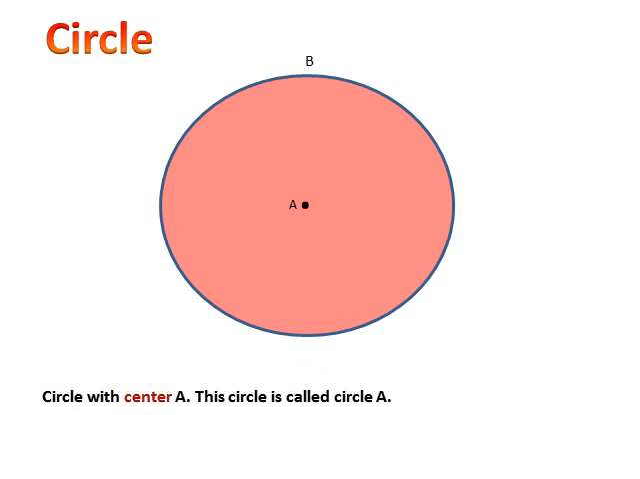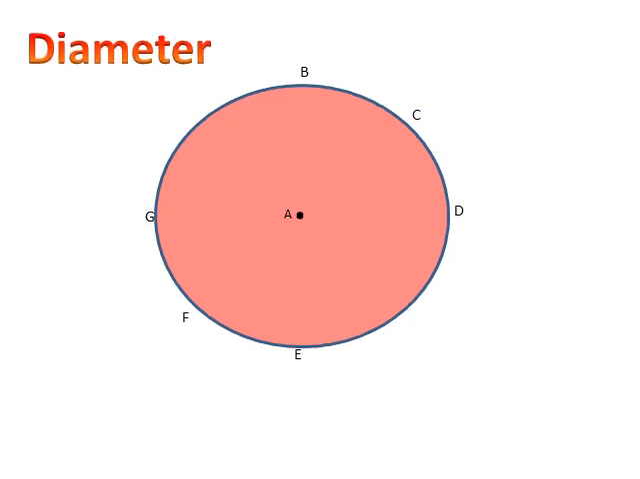Okay, so pick a point on the circle, meaning a point on the blue line. Let's call those points B, C, D. Points B, C, D, E, F, G are points on the circle. Just imagine black dots along the blue line, and those dots are points. Okay, so this is our circle.